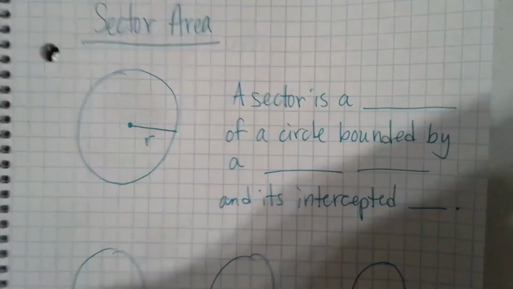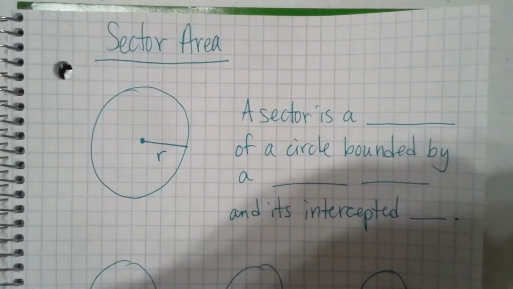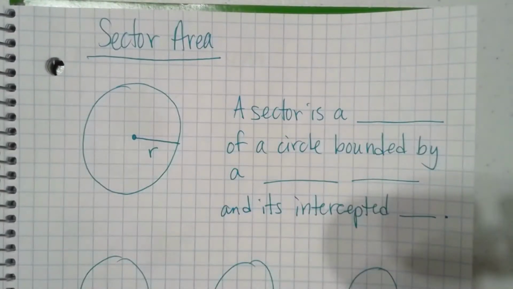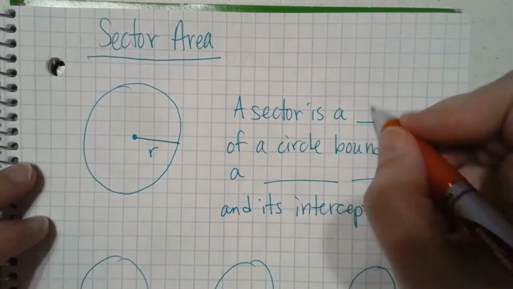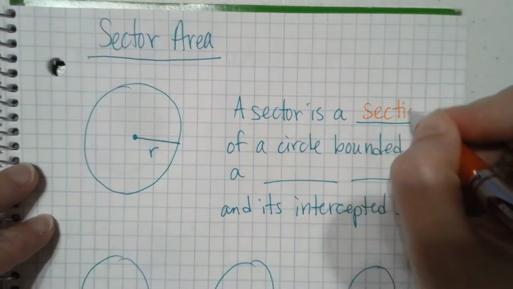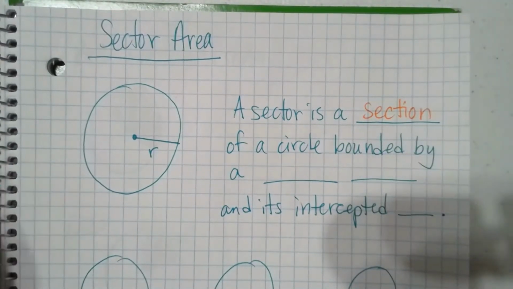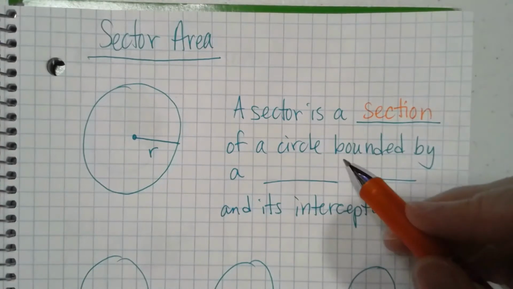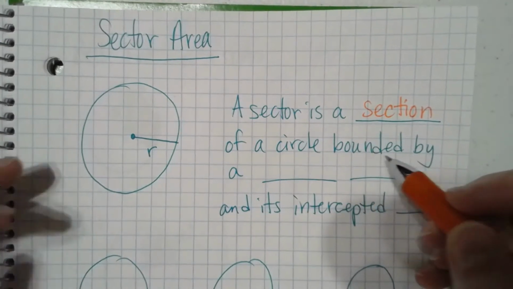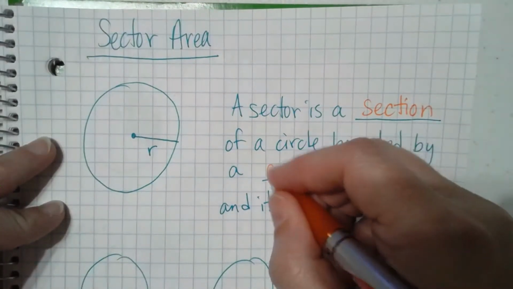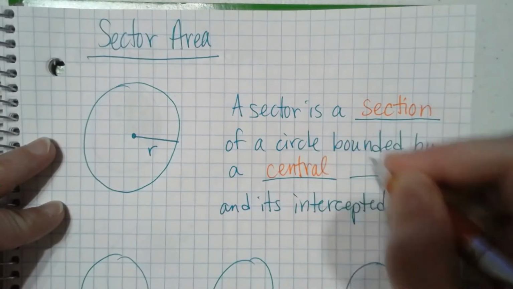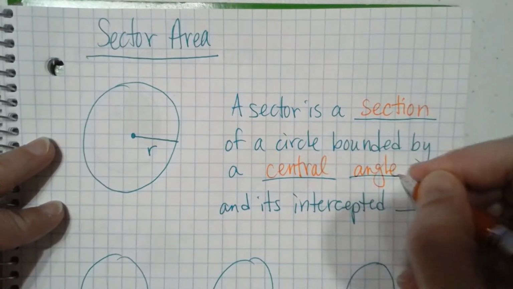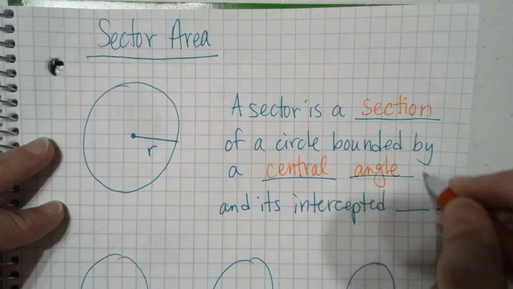Hey everybody, so today we are going to look at how we find the area of a sector of a circle. So not the whole circle, but just a section of it. Okay, so that's part of our definition of a sector. It's a section or a piece of a circle that is bounded by a central angle.